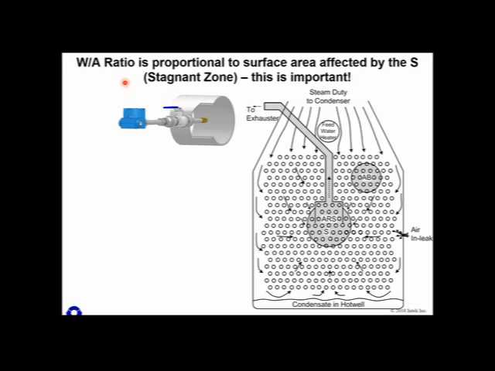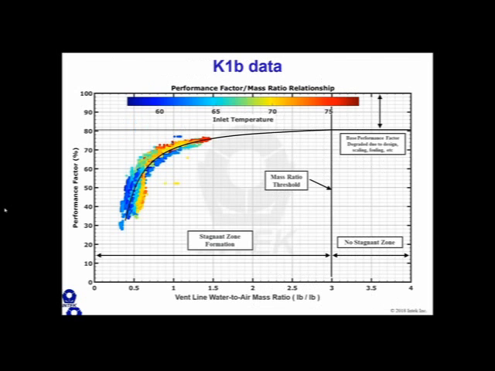I make the argument that the water to air mass ratio is directly proportional to the size of this stagnant zone, to the number of tubes being shut off from condensation by air. And so let me show you what that looks like in every single condenser we've monitored. It looks just like this. So here's a plot of performance factor, your cleanliness factor or your HEI cleanliness factor, versus the vent line water to air mass ratio. This relationship occurs in every condenser, every single one.